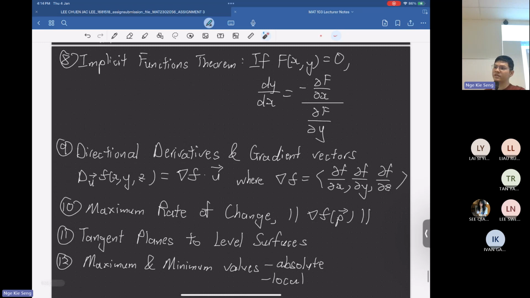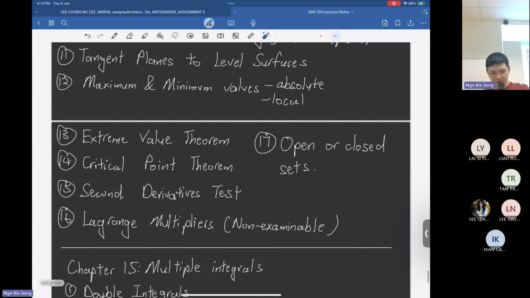Next, the most important thing about this chapter is the directional derivative and the gradient vector, because we will keep using the gradient vector until vector calculus. Then the maximum rate of change will be in the exam, so make sure you know. Also tangent planes to level surfaces, and then maximum and minimum values, which is the assignment question. And the extreme value theorem, critical point theorem, and second derivative test. This trio is like the package from your calculus 1, so we do it again in calculus 2, in the multivariable case.